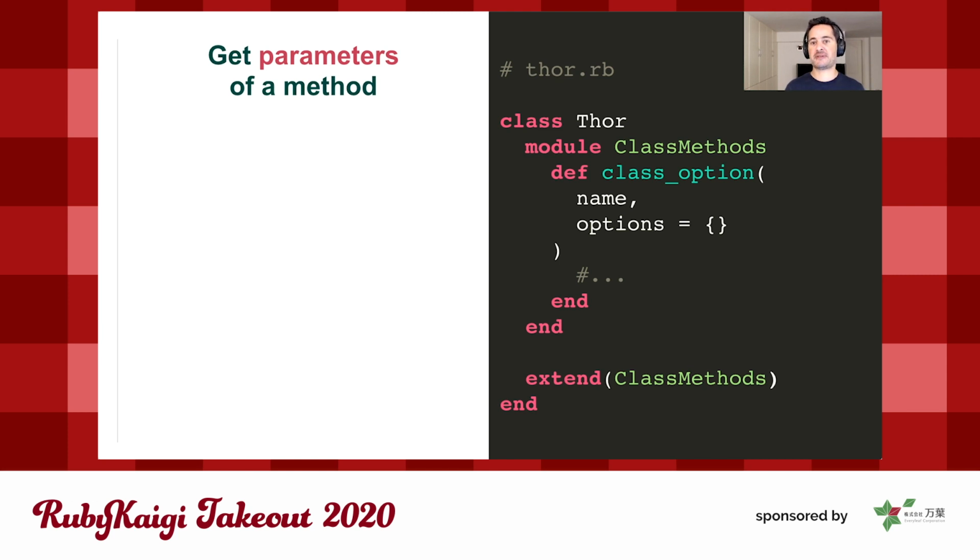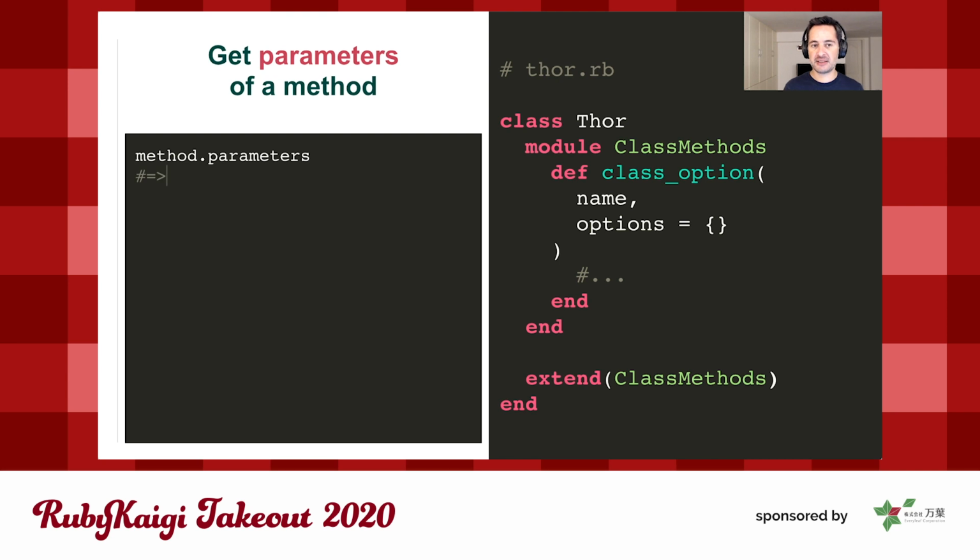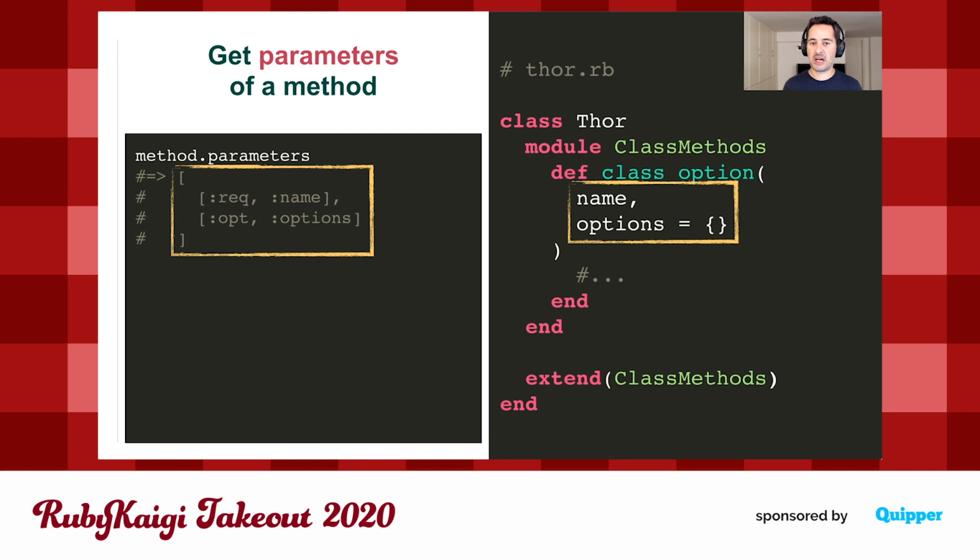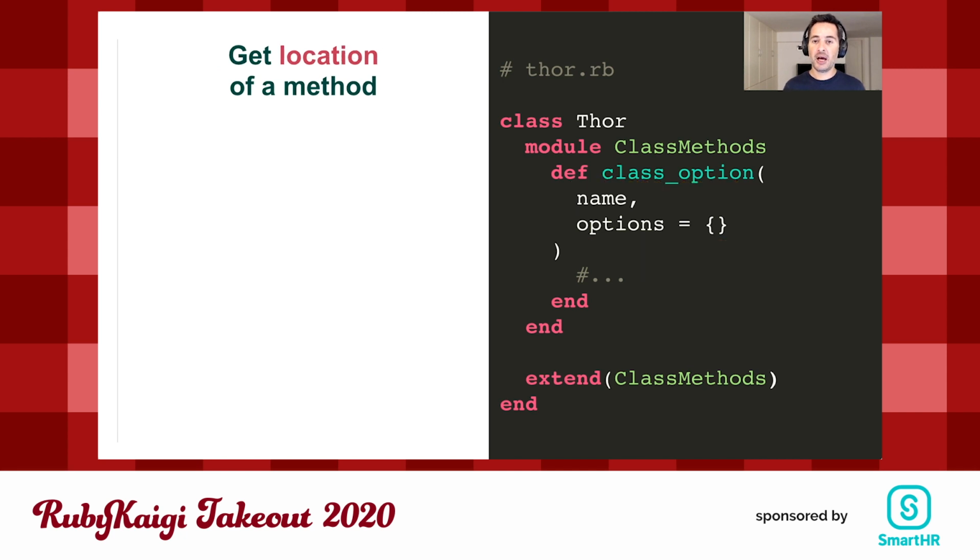Now, can we get the parameters of this method? Sure, we can. If on that method, we call .parameters, that returns an array of tuples. For each tuple, the first entry is the type of the parameter and the second entry is the name. So in this case, that's saying the class_option method has two parameters. The first one is a required parameter with the name, and the second parameter is an optional parameter with the name options. An optional parameter means it's got a default value, so you don't have to supply it when calling. A required parameter means it doesn't have a default, so you always have to supply it. So we can also get the parameter names and the different types of parameters, if it has a default value or not.